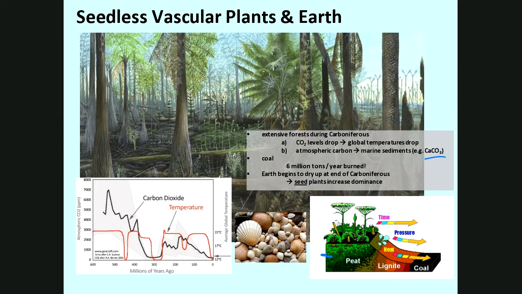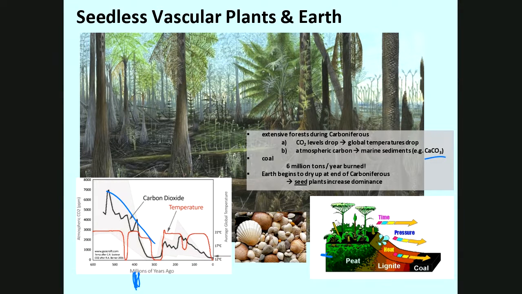CO2 levels begin to drop, global temperatures begin to drop, and you can see in this chart, the Carboniferous is about right here. We see these carbon dioxide levels begin to drop off. So this is what the world was, and then as these carbon dioxide levels begin to drop, these seedless vascular plants decreased in prominence. When the carbon dioxide levels and the global temperatures begin to drop, it began to become cooler, right?